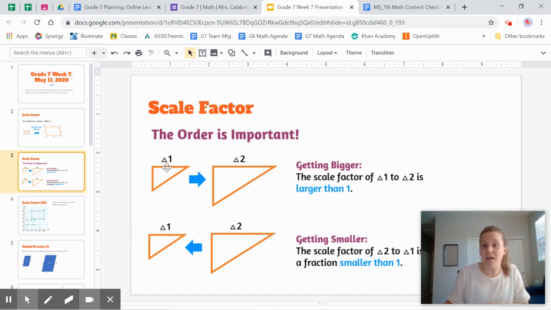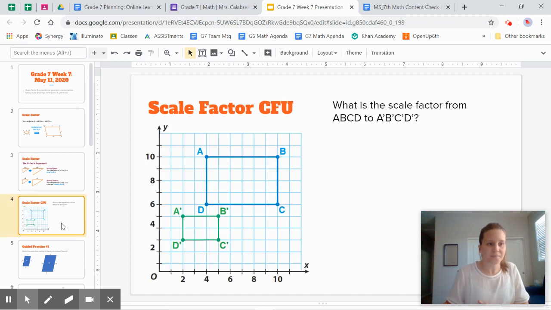So if I go from triangle 1 to triangle 2, I'm getting bigger. My scale factor is some number larger than 1. But if I change direction and say I go from triangle 2 to triangle 1, notice I'm getting smaller. So in that case, the scale factor is a fraction that's smaller than 1. So maybe this is times 2, and maybe this way is times 1/2. Okay. So keep that in mind when you're finding your scale factors.